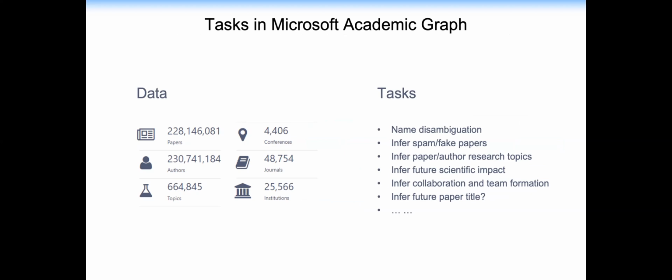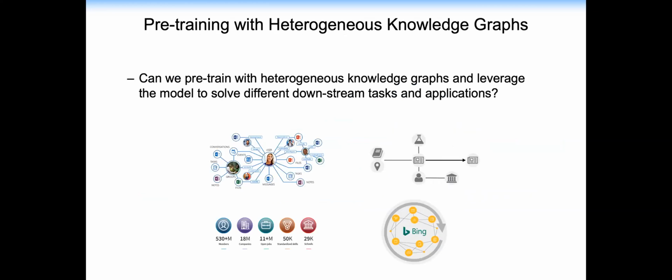As mentioned before, traditionally, given all those tasks, for each of them we try to train or design a machine learning model to address them, right? The question we want to answer here is: can we actually pre-train with the heterogeneous knowledge graph? If we have pre-trained the model on the knowledge graph, then we can somehow apply this model to address all those different inference tasks and their associated applications. This is the question we want to answer, whether it's possible or not.